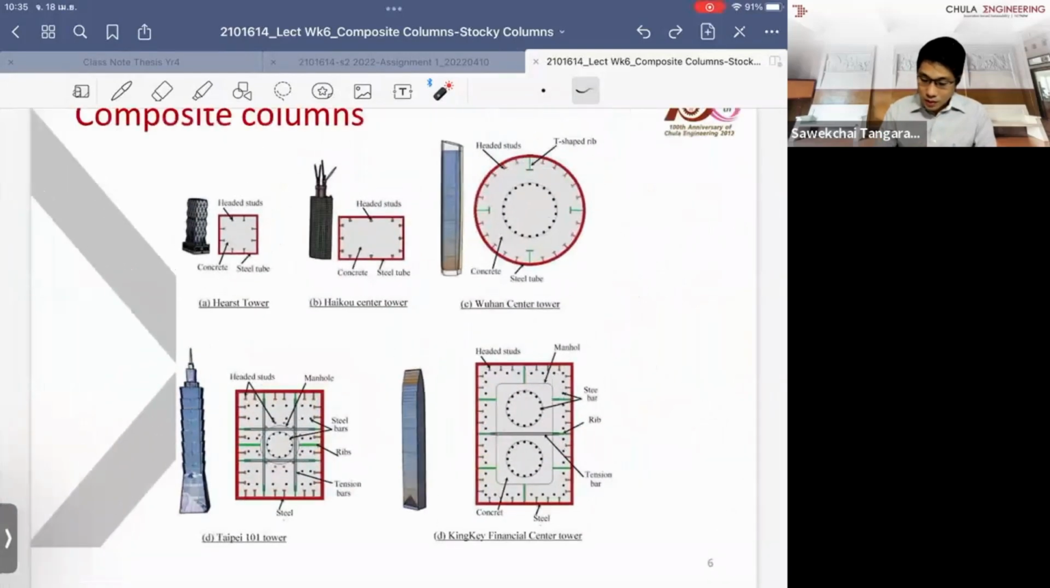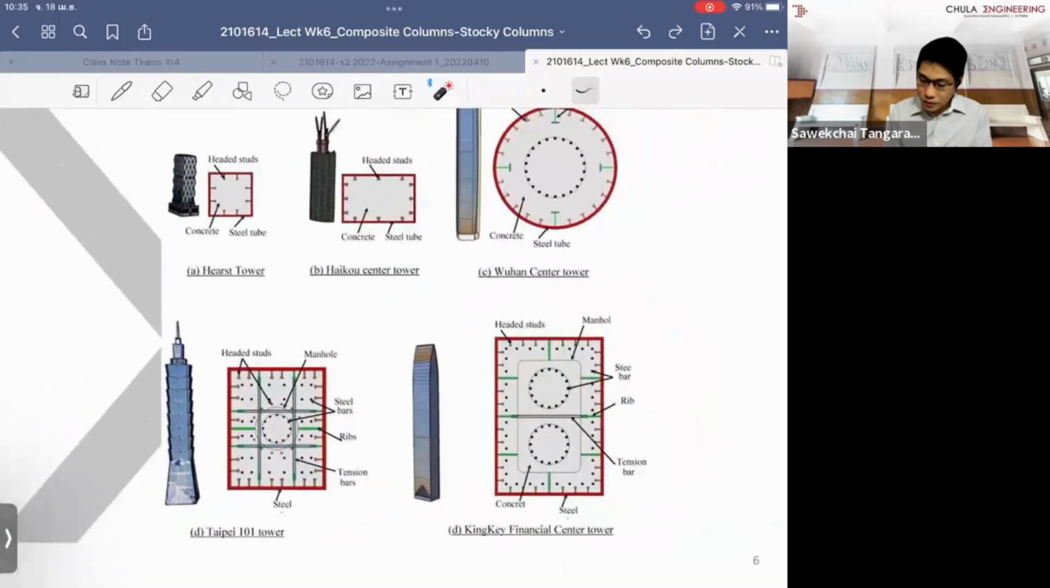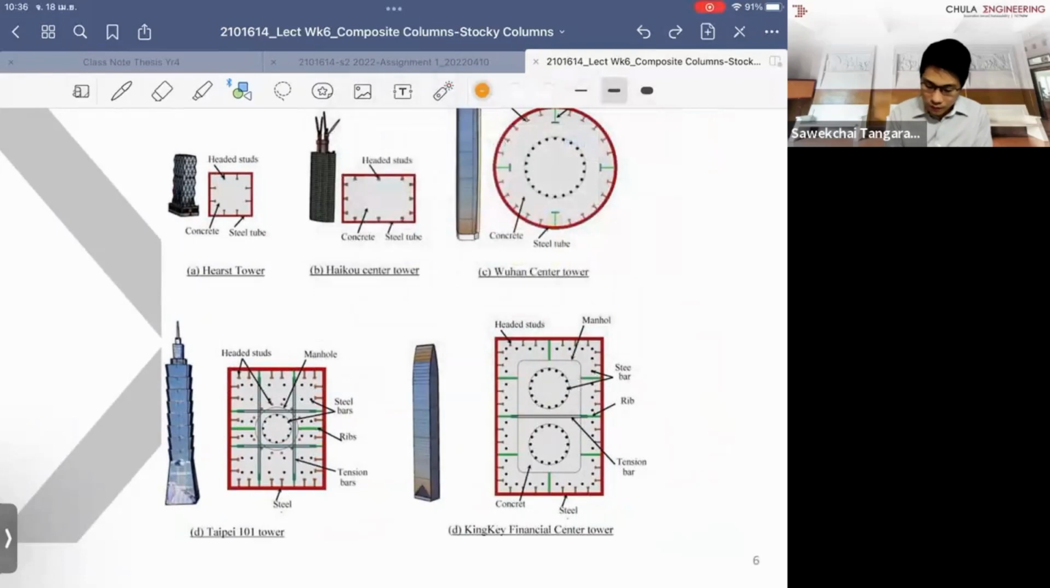So it depends on the concept of how you use it, and normally what is happening is this. When you have two types of materials, why this one is very important, let me explain to you. Because when you have two different types of materials, for example, I have the concrete, and I have the steel.